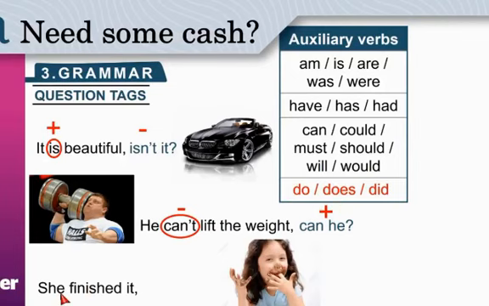Now, which one will we use here? She finished it. In the past simple, we use did. This part is affirmative. We make the question tag negative. Didn't she? Yes, didn't she?